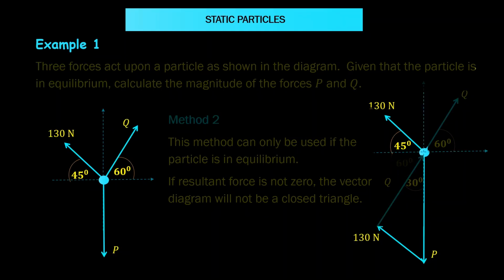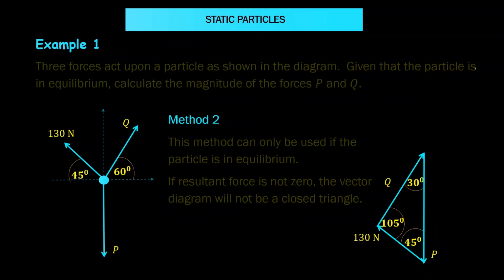We can now shift the 130 newton force down as shown. And this angle here in the triangle is 45 degrees therefore. And the missing angle in this triangle is 105 degrees because of course all the angles in the triangle add up to 180 degrees. So here's our closed triangle.